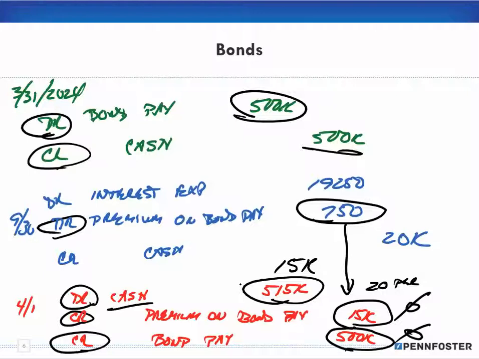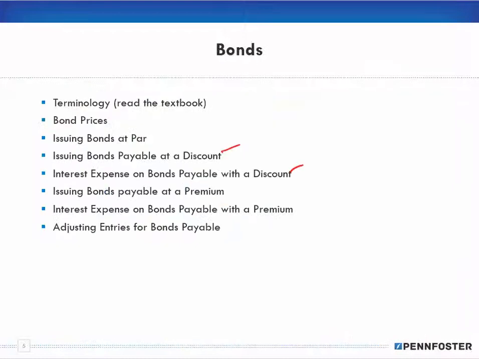Okay, so that's kind of it as far as the discounts and the premium. The only thing that we have to talk about for bond payable is making adjusting entries, and we will do that in the next video.